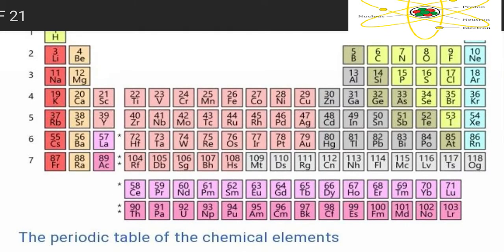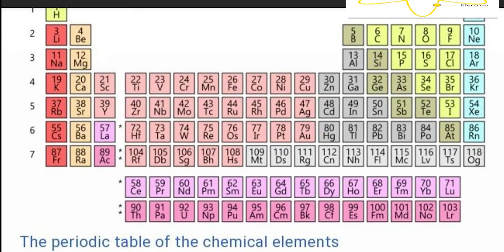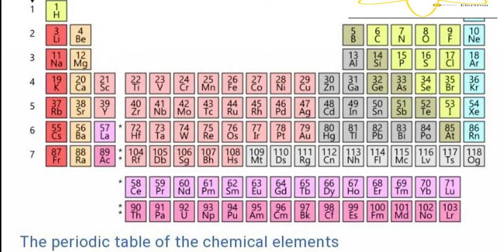Scientists have discovered 118 kinds of atoms, which we call elements. Now you can find these elements laid out on a chart, which is called the periodic table. In the periodic table, all the elements are kept according to their properties.